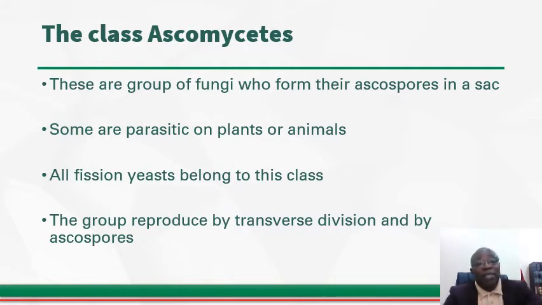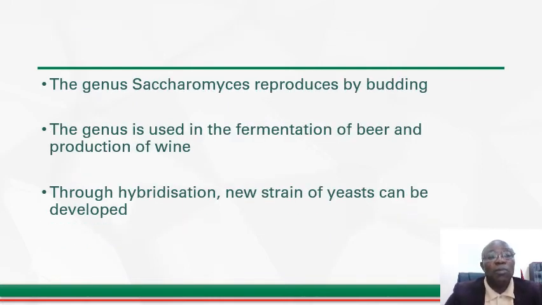Then the class Ascomycetes. This group of fungi form what we call ascospores, and these ascospores are found in sac-like structures. Some of them are parasitic on plants or animals too, and they carry out fission during their reproduction. All fission yeasts belong to this class, and the group reproduces by transverse division and by formation of ascospores. The genus Saccharomyces, a member of the group, reproduces by budding.